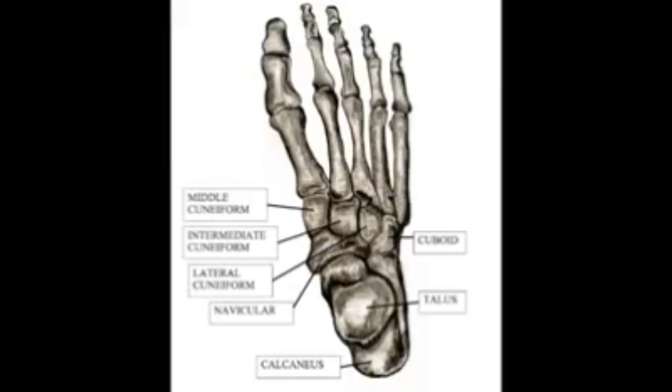Here, in greater detail, are the bones that make up the tarsals. There are three cuneiforms, which connect to the metatarsals, the middle, the intermediate, and the lateral cuneiforms. Then comes the navicular and the cuboid bones. Lastly, as previously seen, there is the talus and the calcaneus.